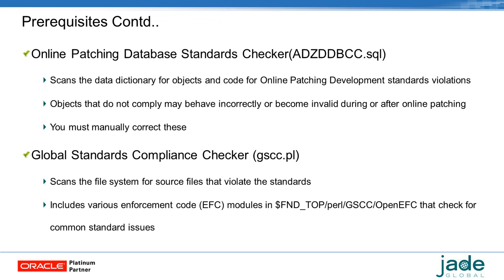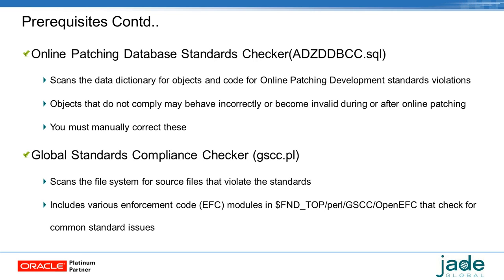This patch consists of 5 different scripts, checkers and reports. The first is called the Online Patching Database Standard Checker, or in the real world, the Standard Checker. What it simply does is scan the data dictionary for objects and code that violate online patching development standards. Objects that do not comply with this checker may behave incorrectly, or they may become totally invalid after online patching. All these violations need to be manually corrected. There is no direct automated way to get rid of these violations. They have to be addressed manually.